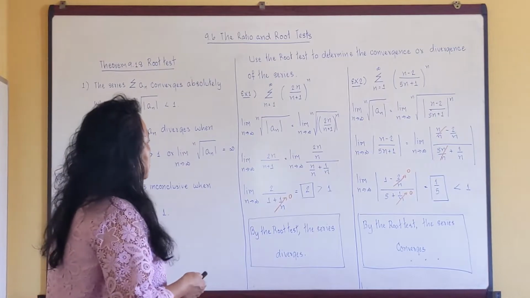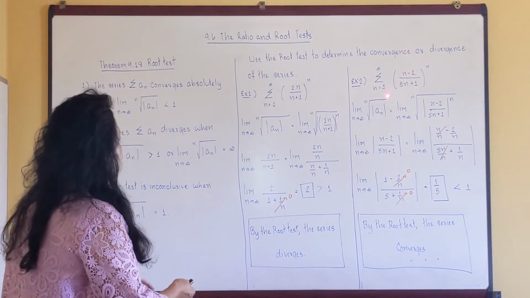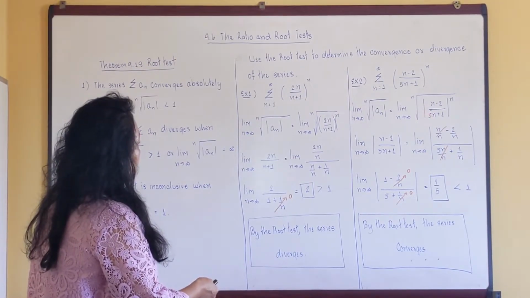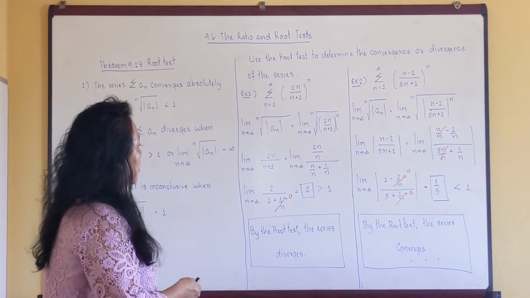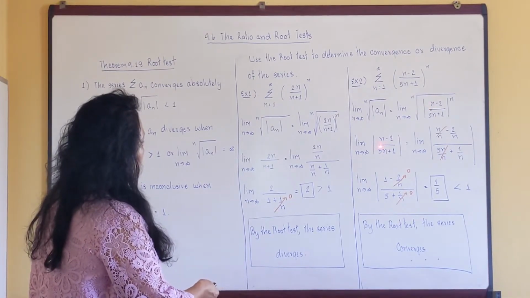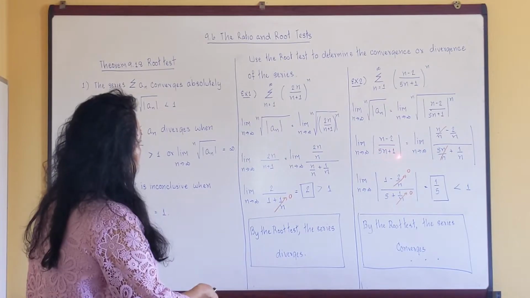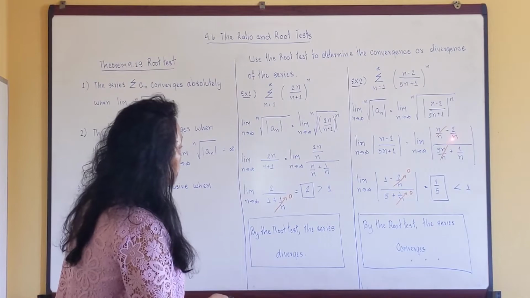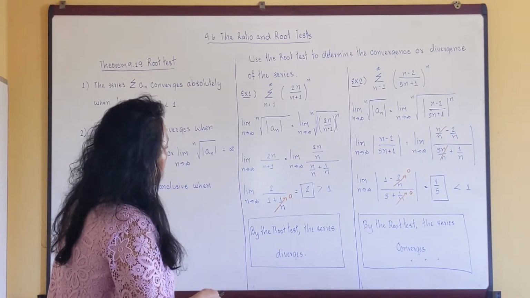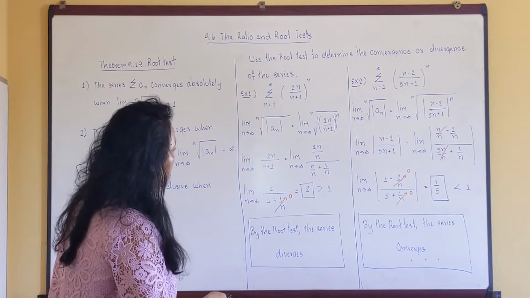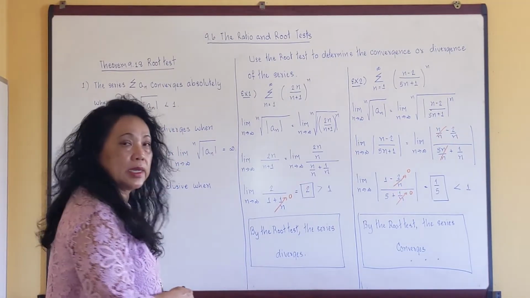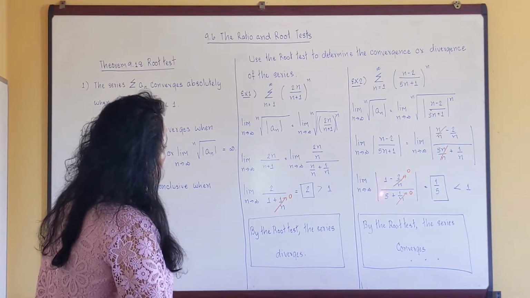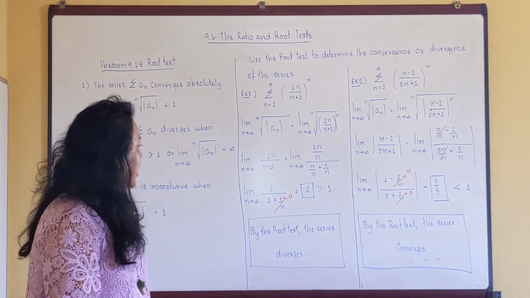Alright, so let's look at the next example. I have the series here. Again, what I did is I put in the absolute value and take the nth root. So from here I get n minus 2 over 5n plus 1. Next step I did is I divide every term by n. So n over n is just 1. Minus 2 over n, I can't do anything, so it's just 2 over n. In the denominator, the n cancels, I'm left with 5 plus 1 over n.